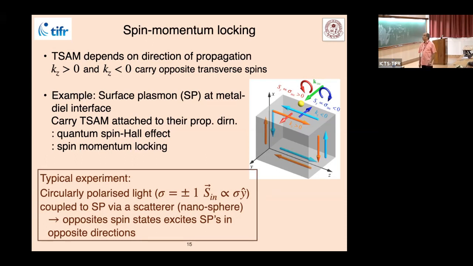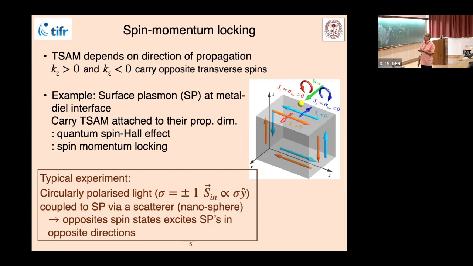Once you do that, of course, I can have a situation with the surface plasmons or waveguide modes I can excite, where I have a transverse decay or transverse structuring of the beam that will carry this transverse spin angular momentum. And then, of course, here I need to recognize the fact that this TSAM is attached to the propagation direction. And then you can have this quantum spin-Hall effect and spin momentum locking.